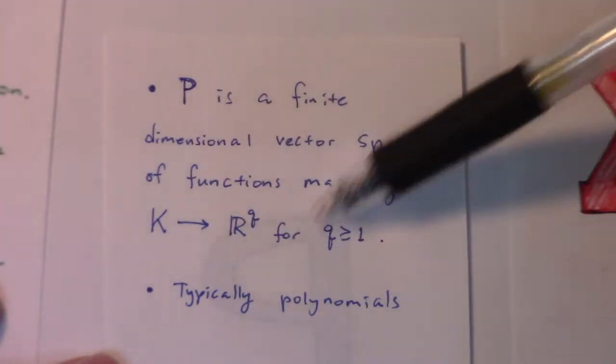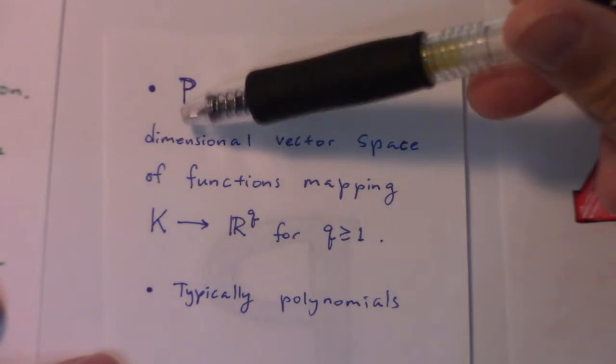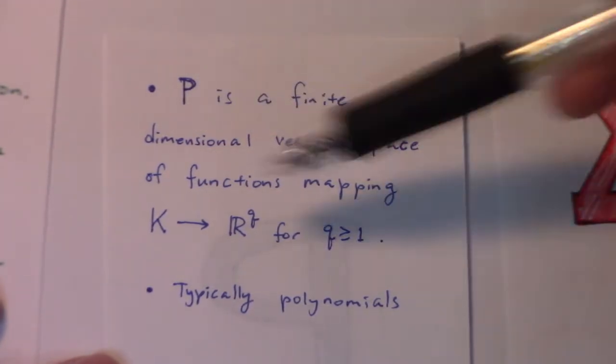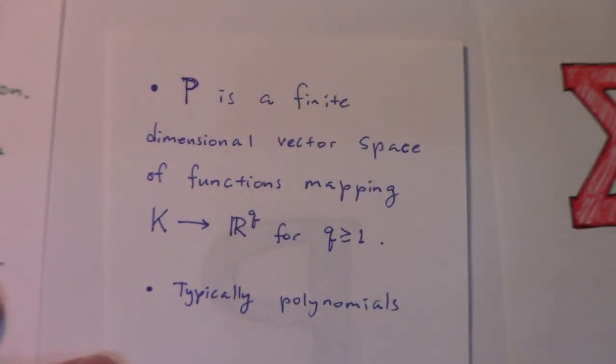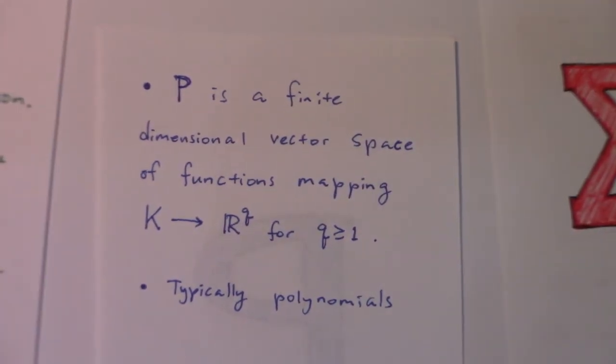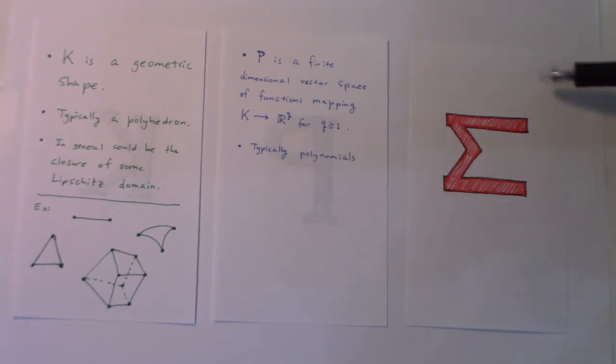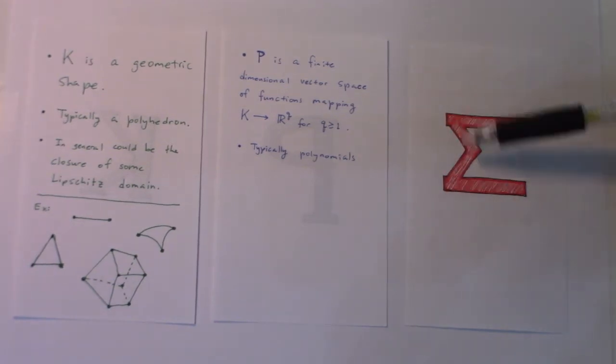So our object P is the space of functions mapping K to R^q. Okay, so we have K, our shape, and we have P, our function space defined on K. Okay, lastly is sigma. Okay, so this one has the most details in it, and let's go ahead and take a look at what sigma is.